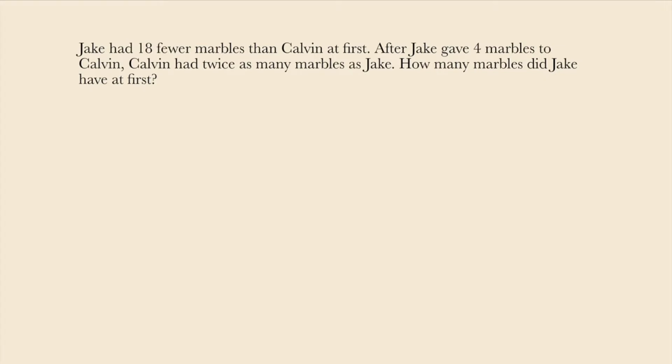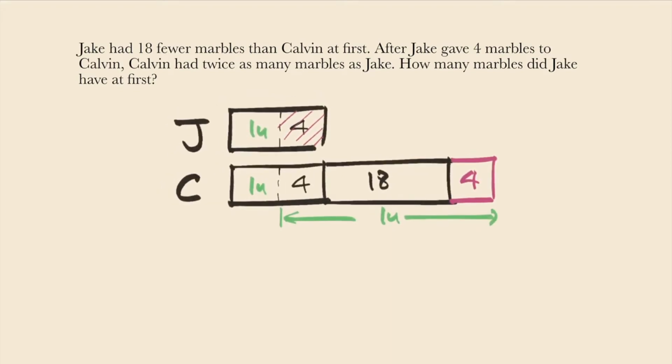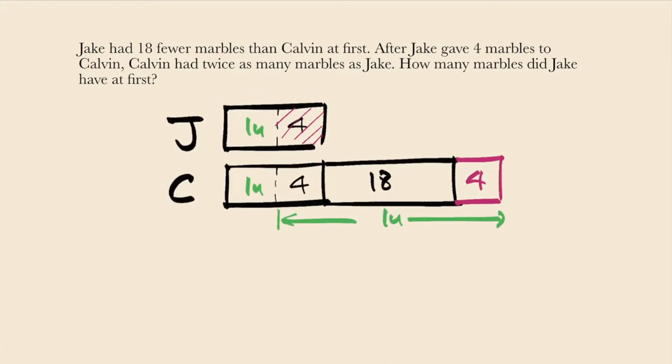So whenever I read J had fewer than C, I'll just think of C having 18 more. So we're going to show C having 18 more. So this block here, and C had 18 more at first. Okay, Jake gave 4. I'm going to show 4 being transferred over. So shade 4, gone, and 4 added.